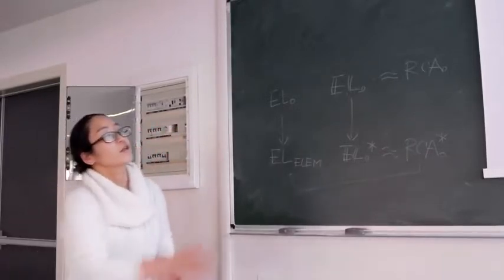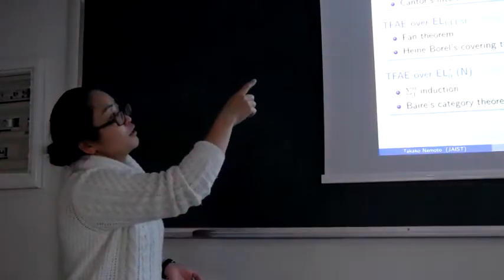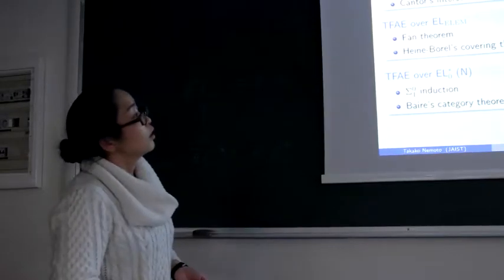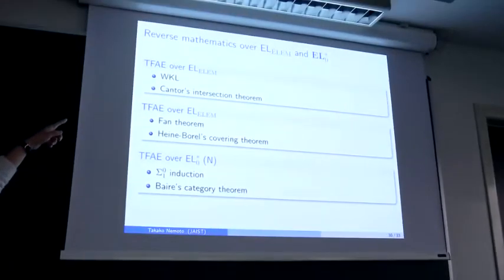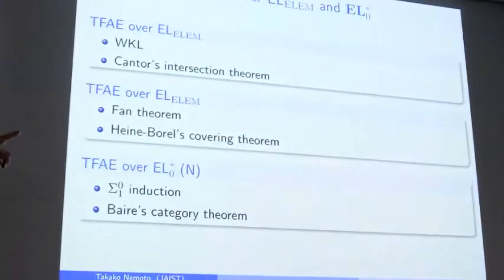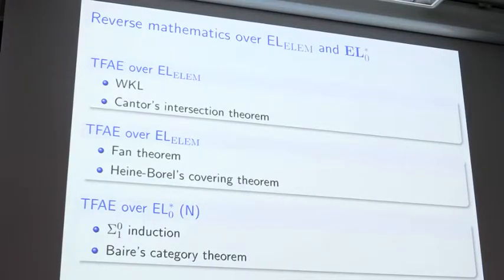Before that, there are some results from reverse mathematics over ELM or ELL0 star. For example, Wittgenstein's lemma is equivalent to Cantor's intersection theorem. Actually, this is proved in some previous paper by Ilstead, but she proved it over WKB, a slightly stronger system. Actually, the equivalence is proved over a very weak system.